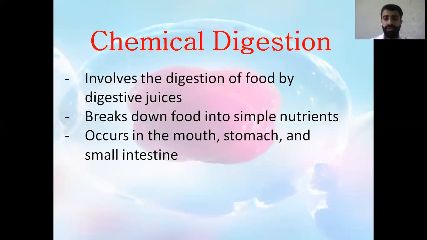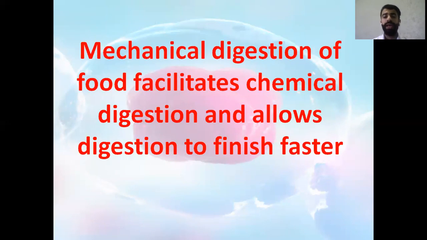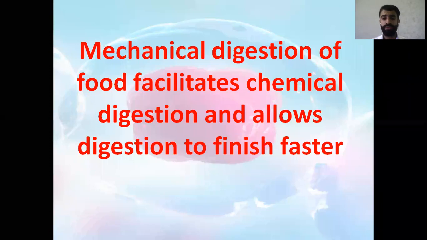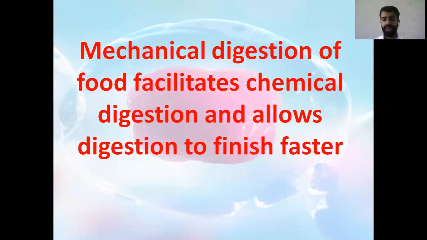Chemical digestion involves the digestion of food with the help of digestive juices. It breaks down the food into simple nutrients. Mainly it occurs inside the mouth, the stomach, and the small intestine. So you have to know that mechanical digestion of food facilitates chemical digestion. Chewing the food into smaller pieces helps with the action of the juices, like the saliva in the mouth, gastric juice in the stomach, and intestinal juice, bile and pancreatic juice at the level of the small intestine.